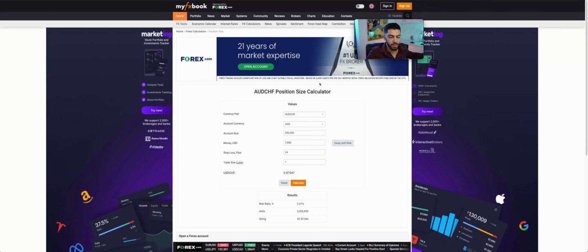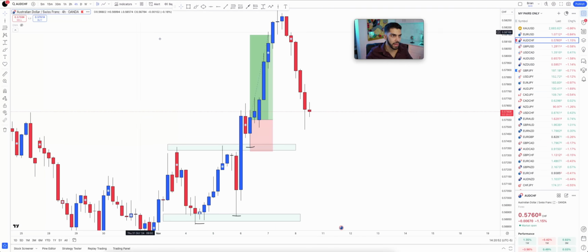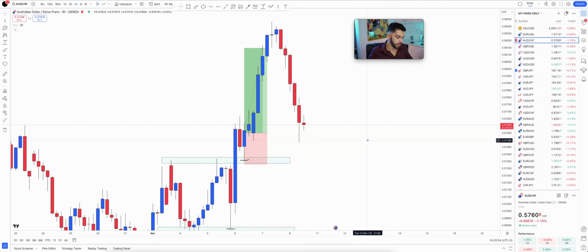Let's see, I have my position size calculator. Don't mind the account size, it's just a random number. But I risked about $7,000 on this trade. I took a 25 lot position buy, and I made $12.3 thousand on this trade. So editor, if you're watching this, place a screenshot on this video.